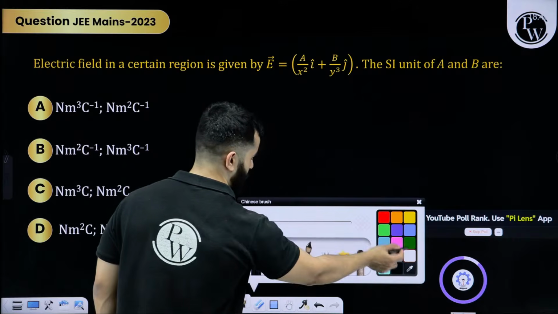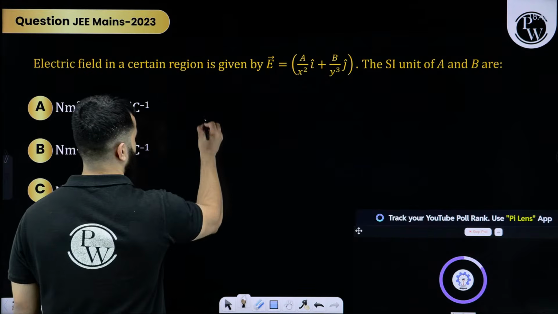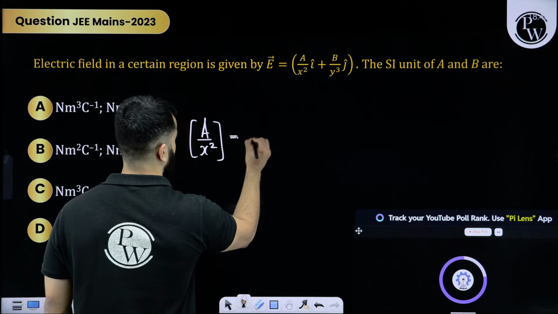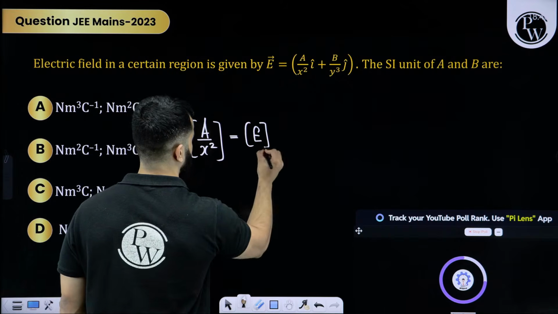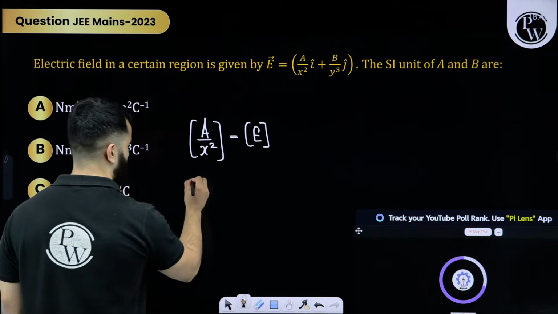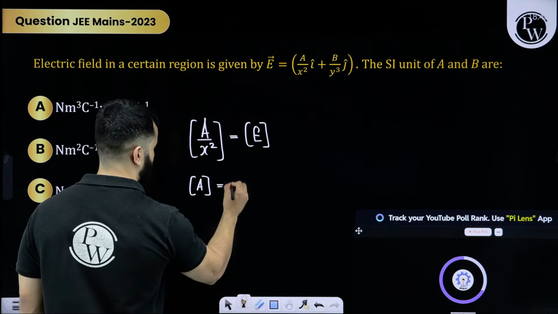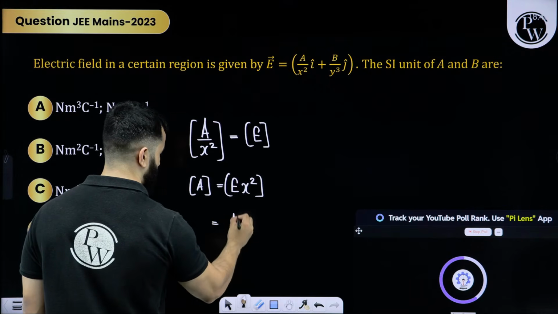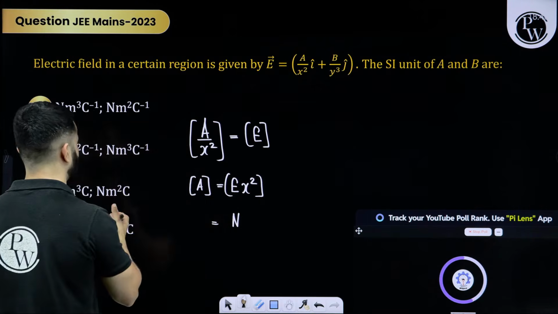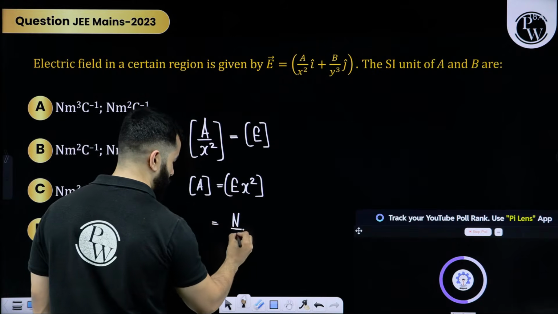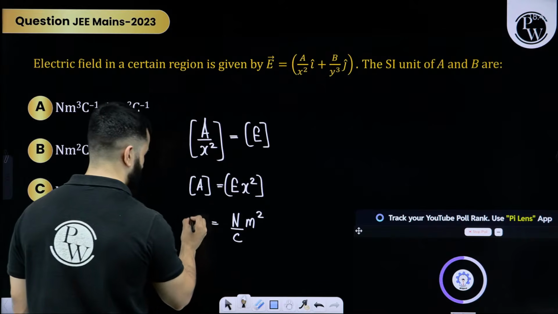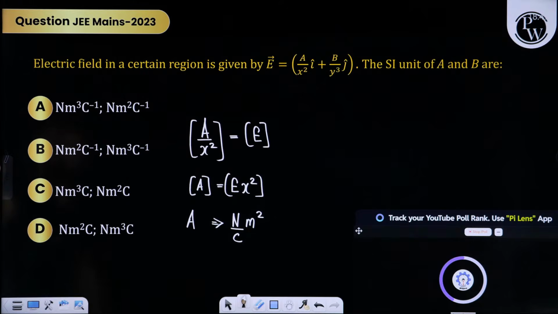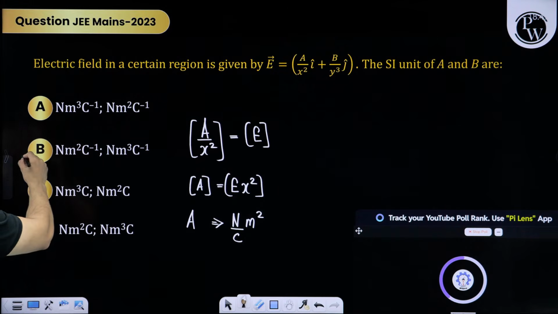Simply use principle of homogeneity. A upon x square will have the same dimensions as that of electric field, right? So A will have the same dimensions as electric field multiplied by x square. Electric field is Newton per coulomb, and this is meter square. So A will have unit of Newton per coulomb meter square. I think only one option is matching, that is B.